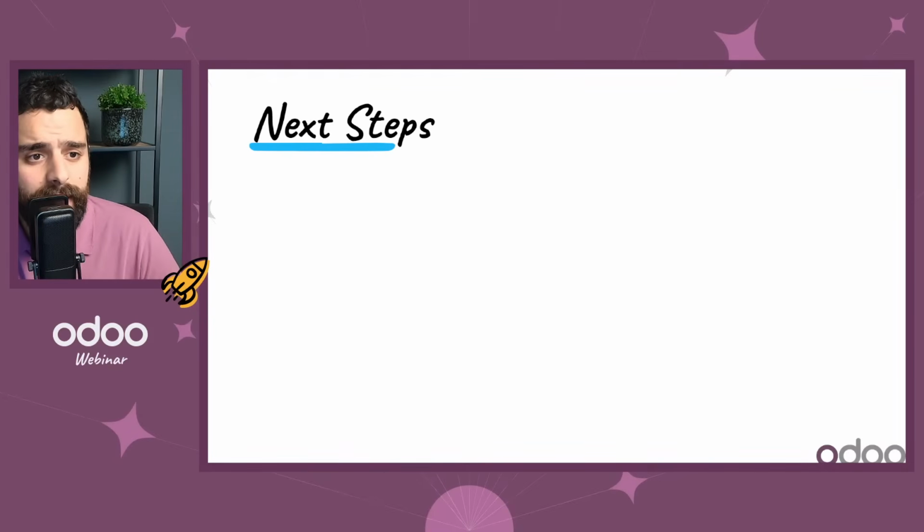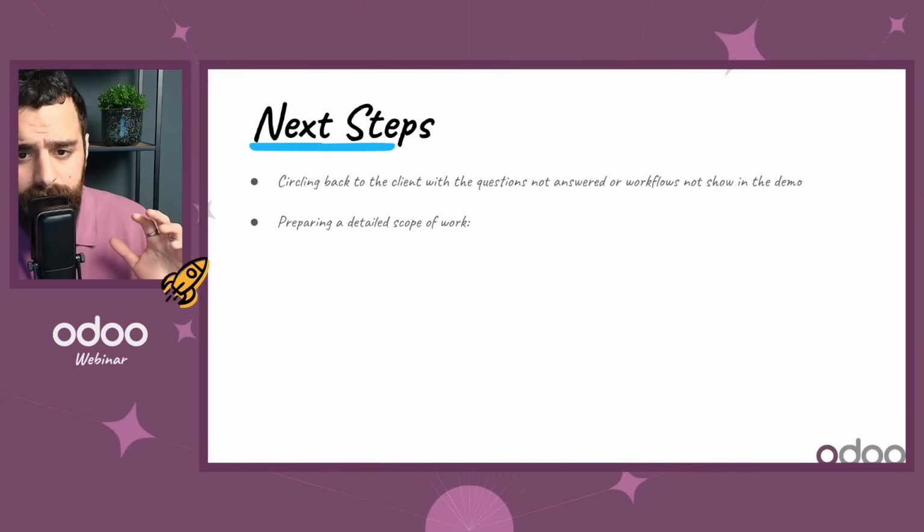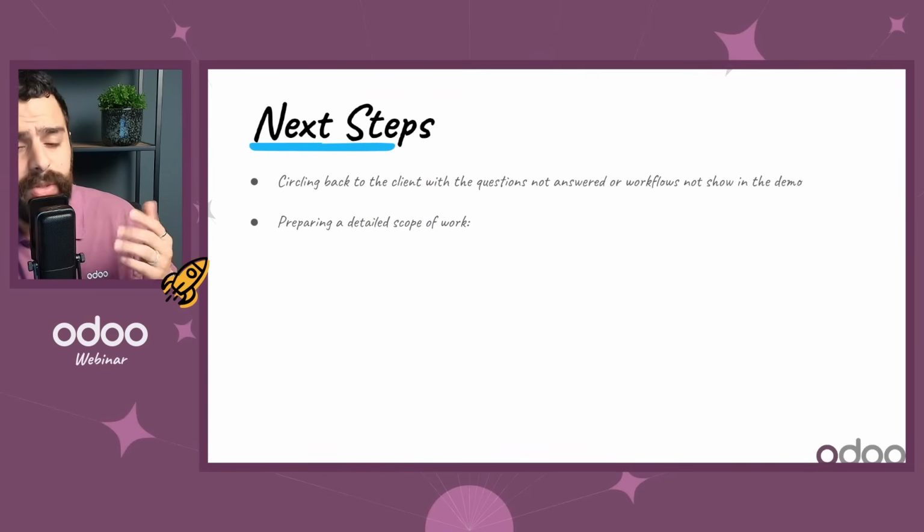Okay, and then talking about the next steps. So it's about circling back to the client. Basically here we're talking about the scope of work. What are the things that should be part of the scope of work? What do I write in the scope of work? How does the scope of work look?